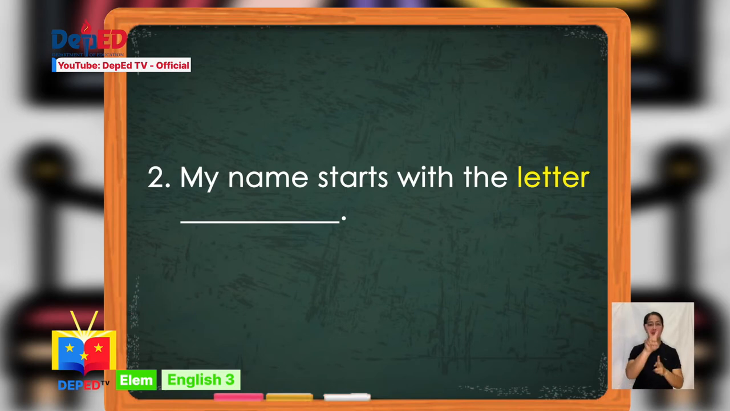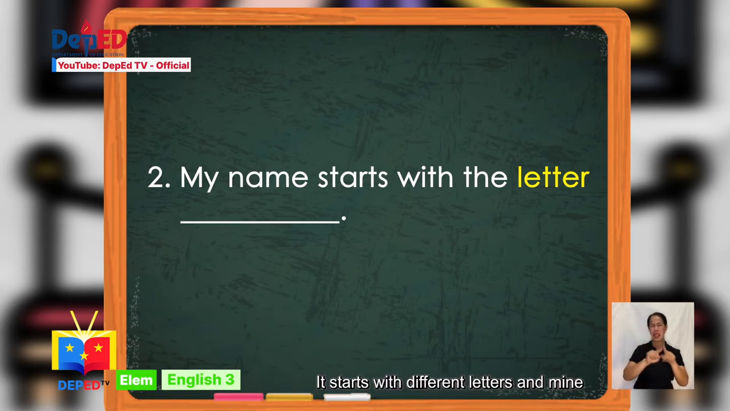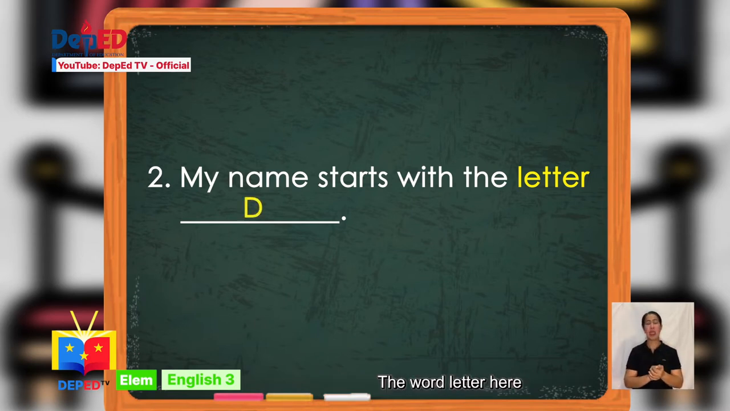Number two, my name starts with the letter blank. Names are unique. It starts with different letters and mine starts with the letter D. The word letter here talks about the letter in the alphabet and not the letter as a form of communication.